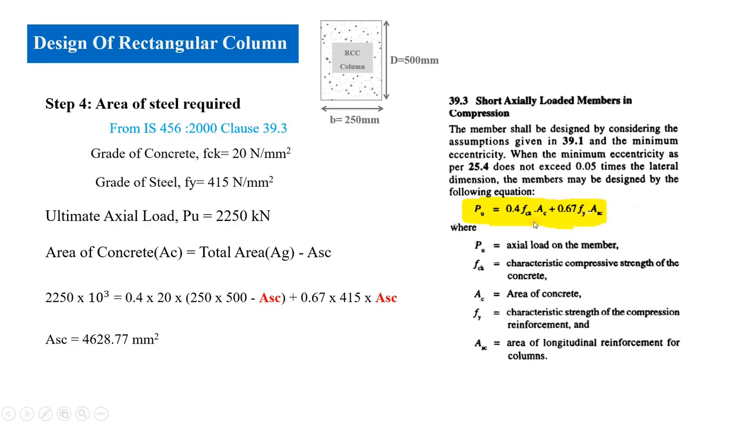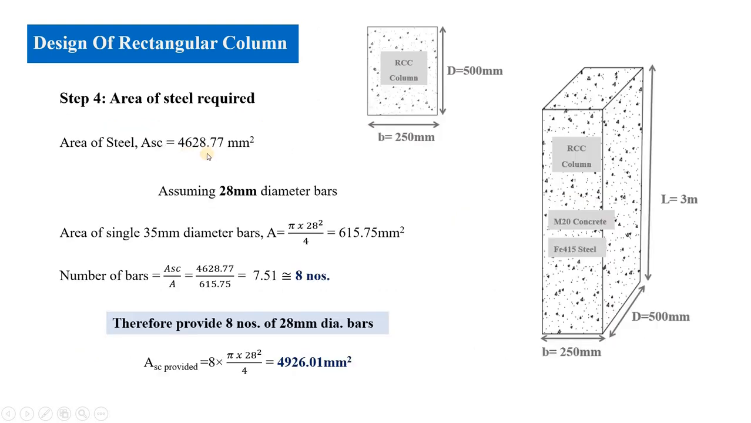Here Ac, the area of concrete, we don't know. So area of concrete equals total area minus area of steel. Here total area is width into depth of the column. Then we will get area of concrete, Ac. By substituting all the values, then area of steel we will get as 4628.77 mm². For this area we will provide the reinforcement.